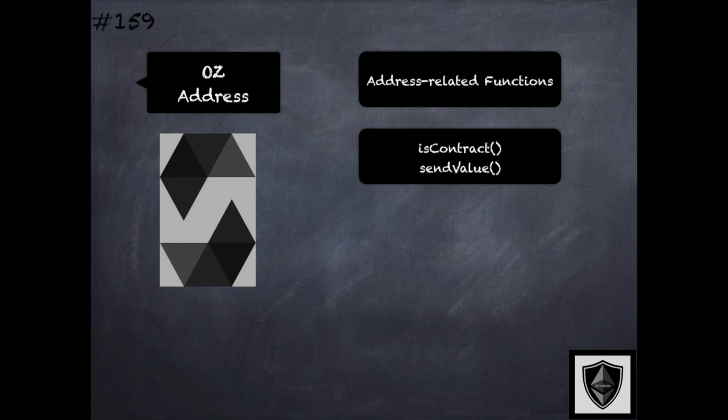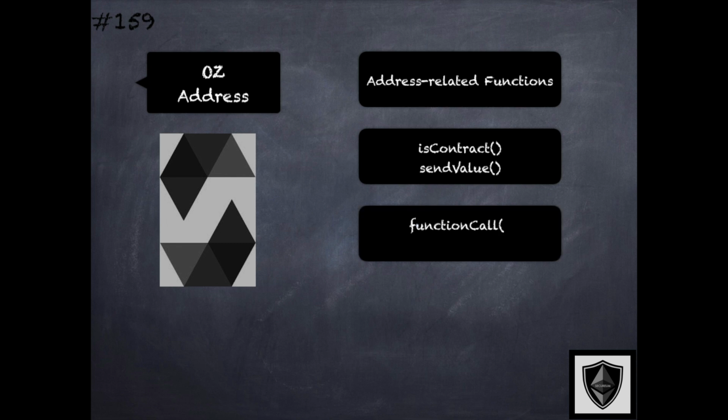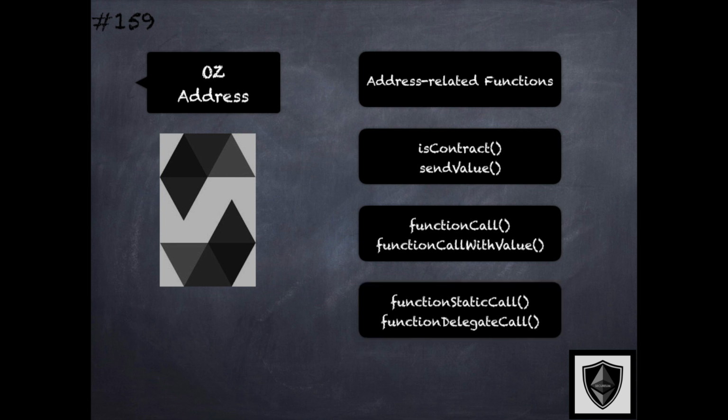This library further implements wrappers around the low-level call primitives supported by Solidity. So for call, static call, and delegate call primitives, there are equivalent wrappers that are considered as safer alternatives to using these low-level primitives directly.